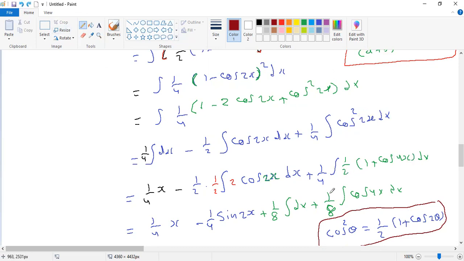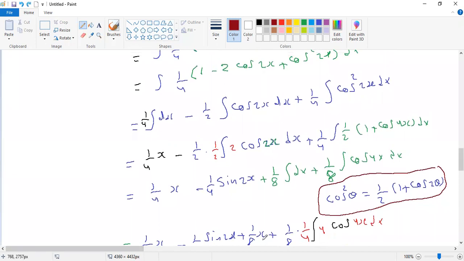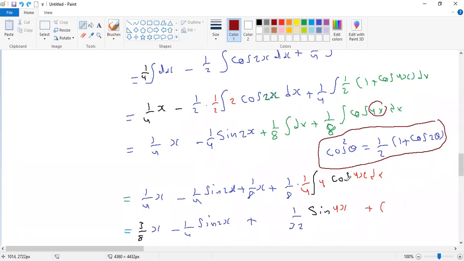Then the integral of 1, with 1 over 2 and 1 over 4 giving 1 over 8, is x. So 1 over 8x here. For cosine, we need u. What is du? u is 4x, but the derivative is 4, so you need to multiply by 4 and divide by 4. It doesn't affect this here. So for cosine 4x, the derivative of 4x is 4, and the integral of cosine is sine. And 4 times 8 gives 32.